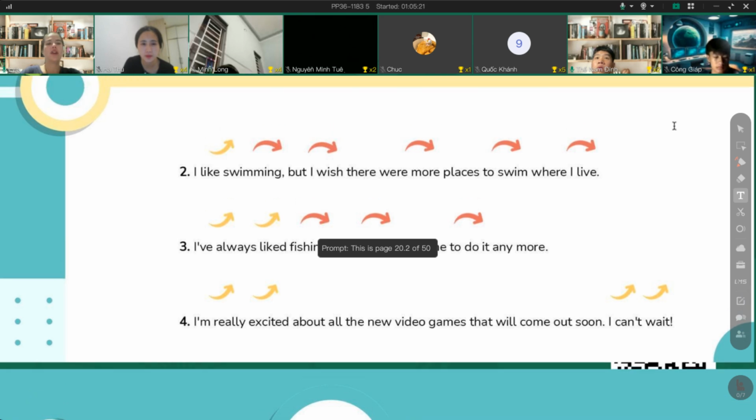Okay, let's have a look. I like swimming, but I wish there were more places to swim where I live. You can feel the energy and the intonation changing, right? For example, let's look at number 3. The first part starts off with upwards intonation and then lastly normal intonation, okay? And the same with number 4.